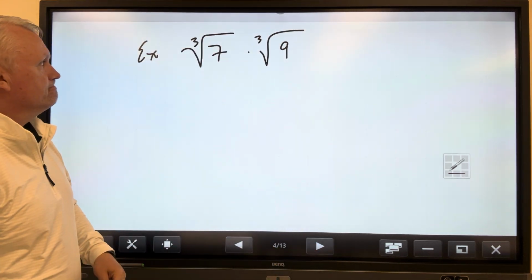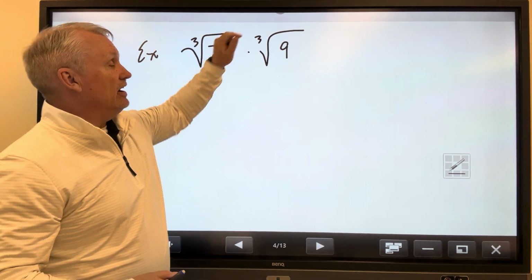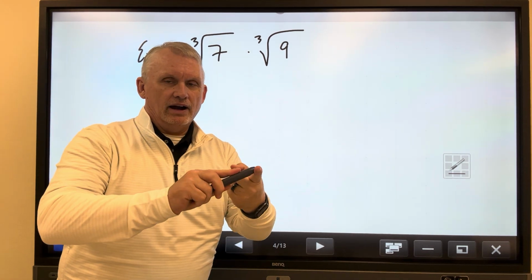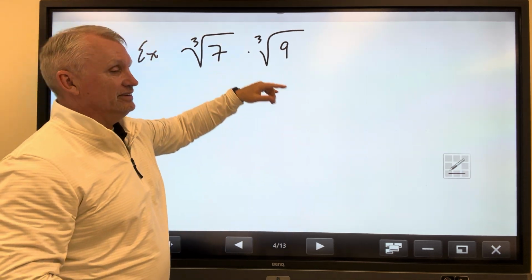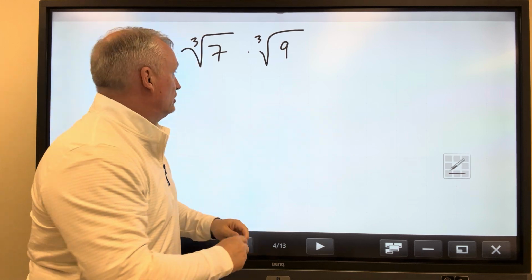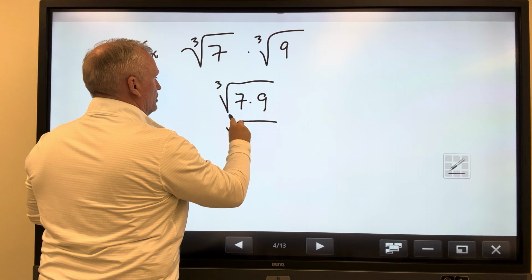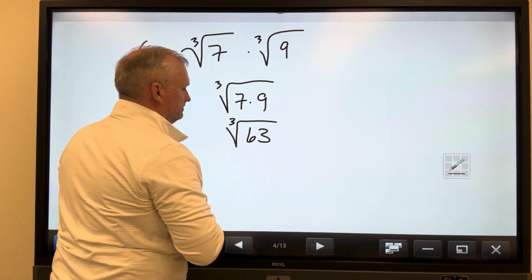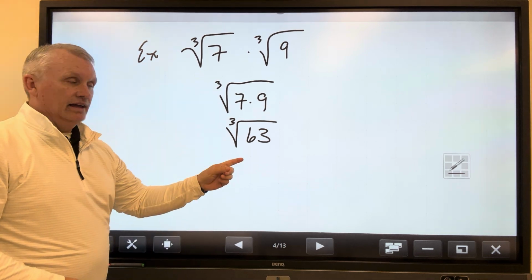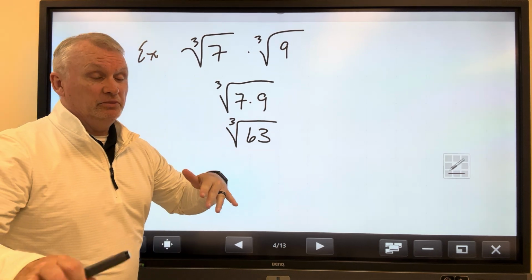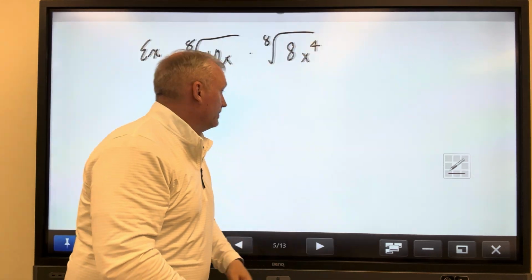Okay? Now take a look at this. Again, cube root, as long as they are the same, square, cube, fourth root, fifth root, doesn't matter. As long as they are both the same, you can multiply what's underneath those. So I have the cube root of 7 times 9, or the cube root of 63. Nothing I can do with that. Okay? So, again, multiplying seems kind of easy. That's us dipping our toe into the water.